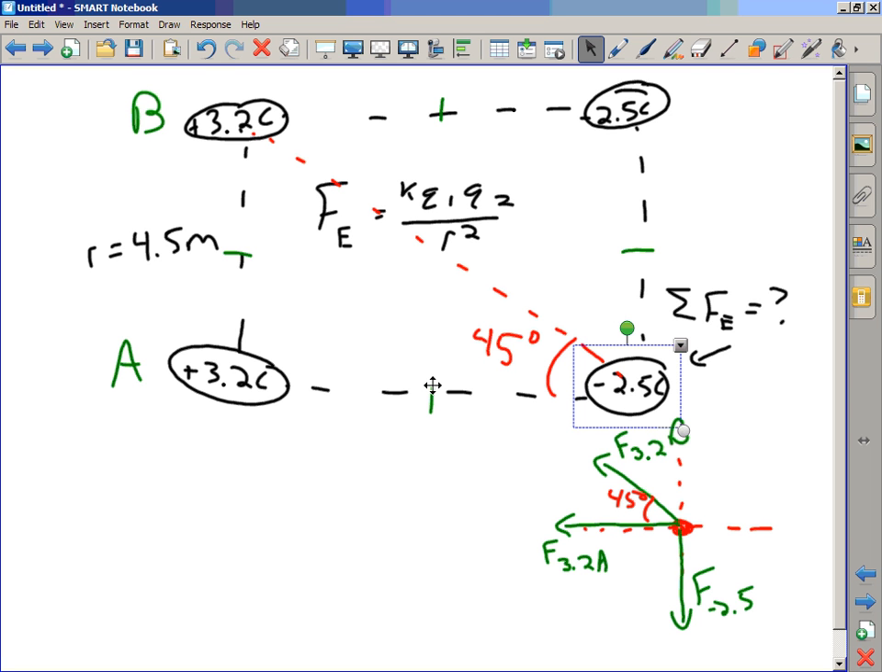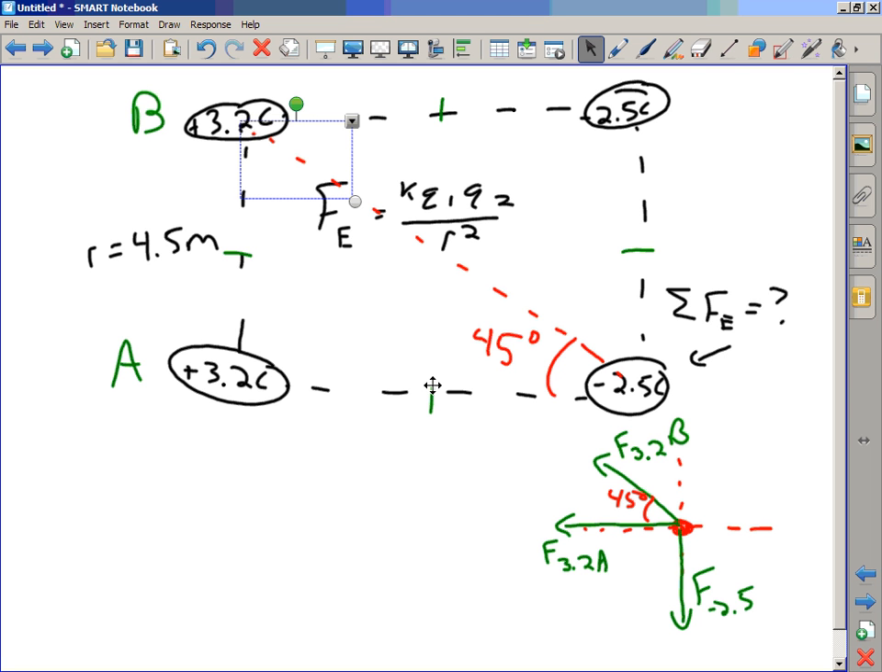Does everyone see the Pythagorean theorem here? I've got a nice little right triangle. There's one side. Here's the other side right here. Here's a hypotenuse coming along like that. The hypotenuse of this nice little right triangle here is going to be my radius between them.